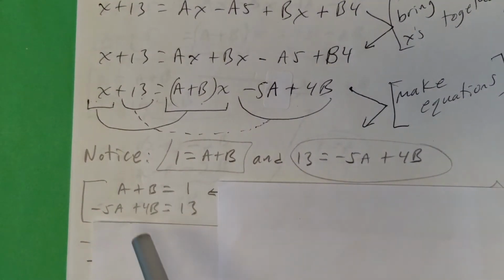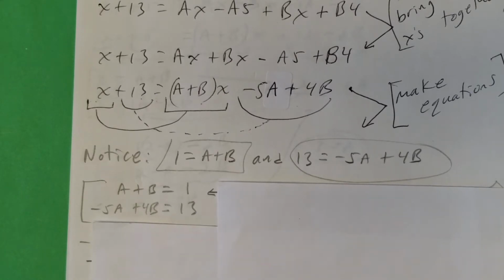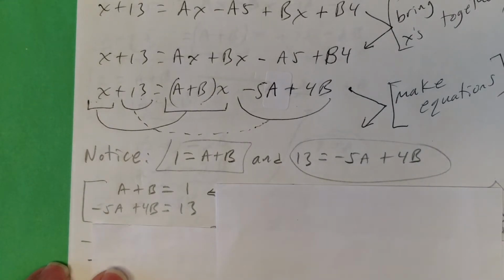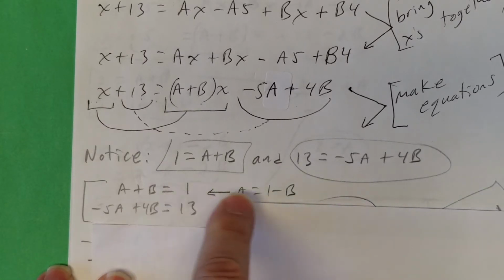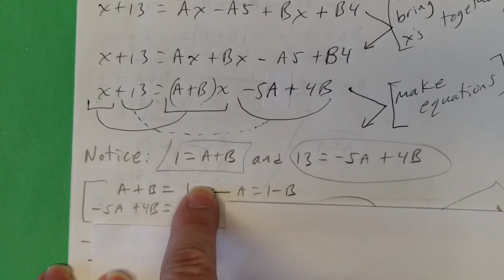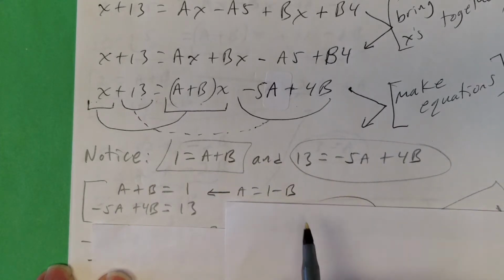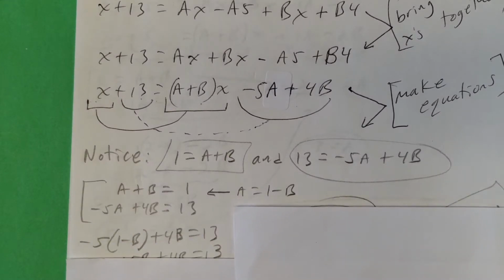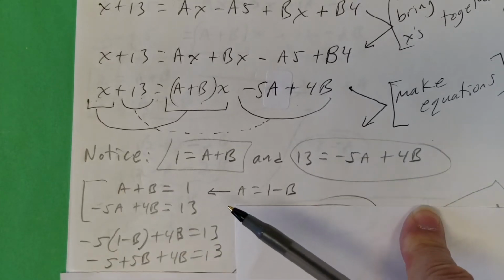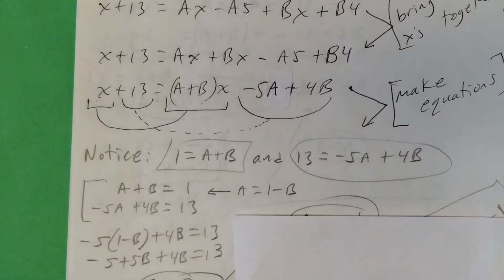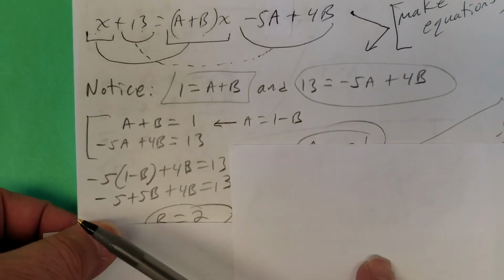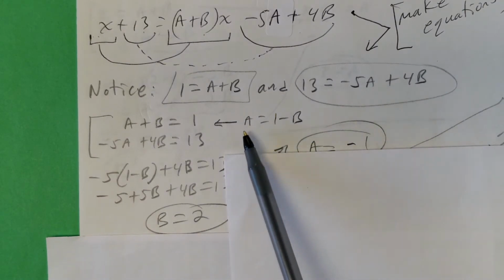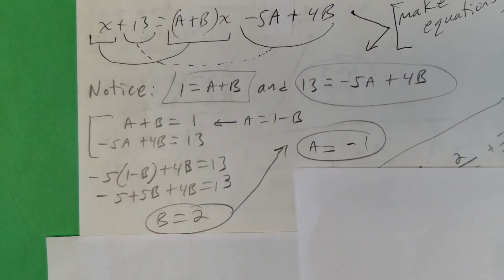Now you can use any method you want: the elimination method, the substitution method. I use the substitution method. If I change this to a equals 1 minus b by moving the b over here, then I can plug in the 1 minus b here. So I get this equation with all b's. Solve that equation and you get b equals 2. Now we come up here, now that we know b is 2, so a must be 1 minus 2. So a is negative 1.